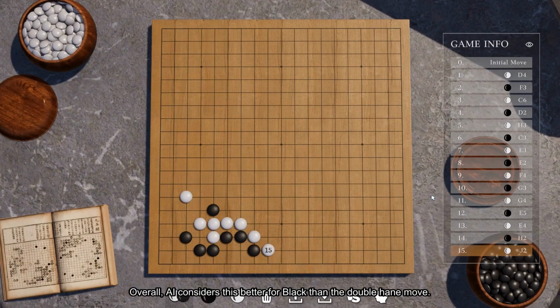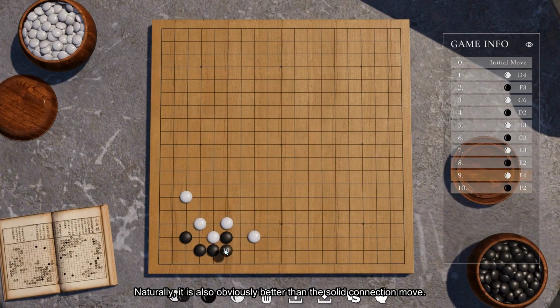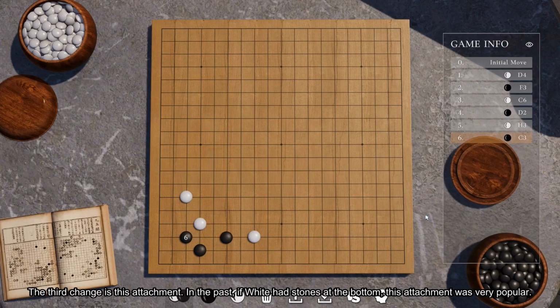Overall, AI considers this better for black than the double hane move. Naturally, it is also obviously better than the solid connection move. So the second change is that the move after white's clamp has changed. The third change is this attachment.